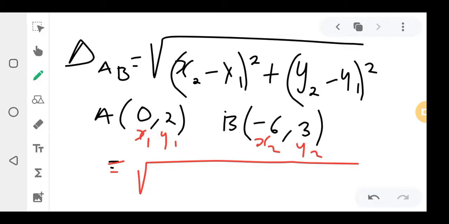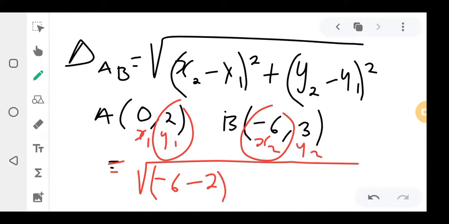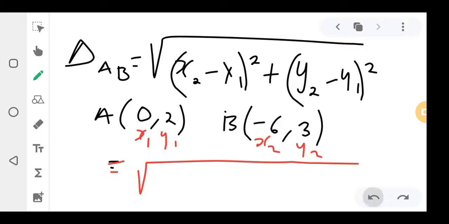So what do you have? X2 is -6 minus x1, x1 is 2, so -2 in brackets, and then squared plus, what is my y2? y2 is 3, so 3 minus, what is my y1? Oh, sorry, I made a mistake when I was too fast. I made a mistake when substituting. Okay, let me substitute now.